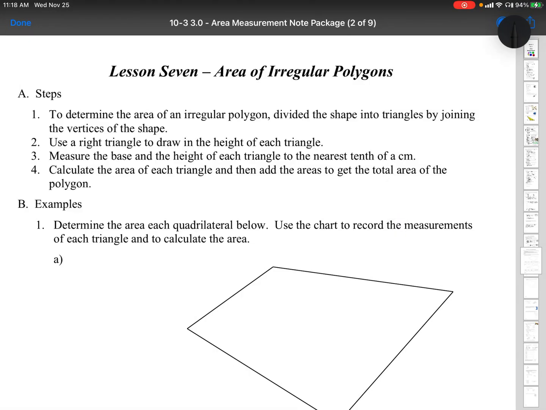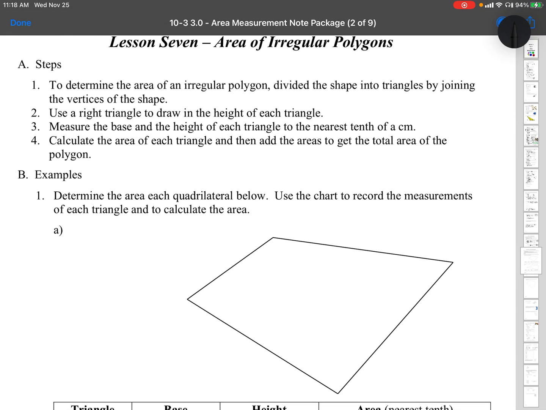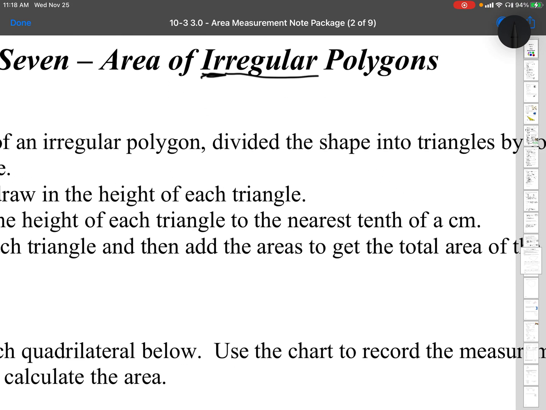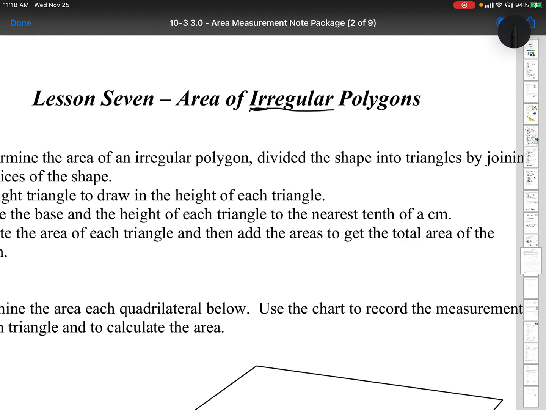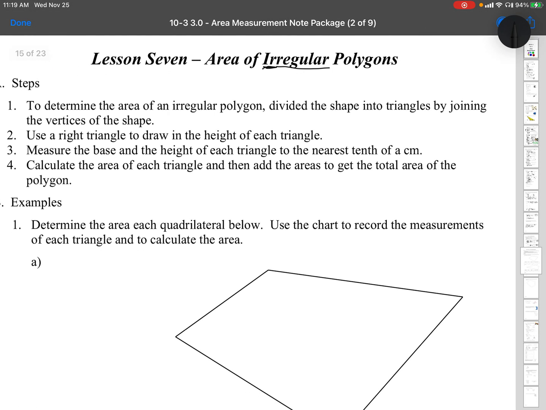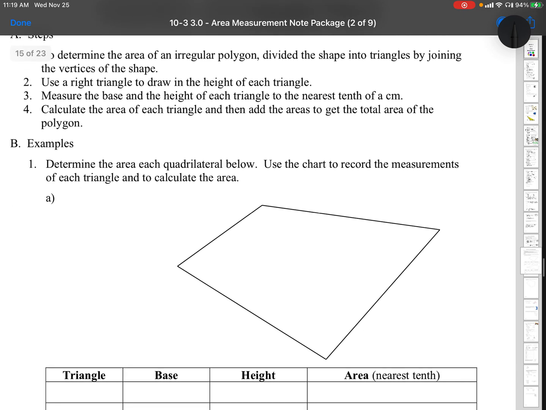All right, lesson seven. We've looked at regular polygons, okay? Regular meaning all the same sides and all the same angles. Now we're just going to add in the "ir" at the beginning of it. We're going to deal with irregular polygons, which are polygons that don't have any real special properties. They don't share all the same heights and stuff like that.